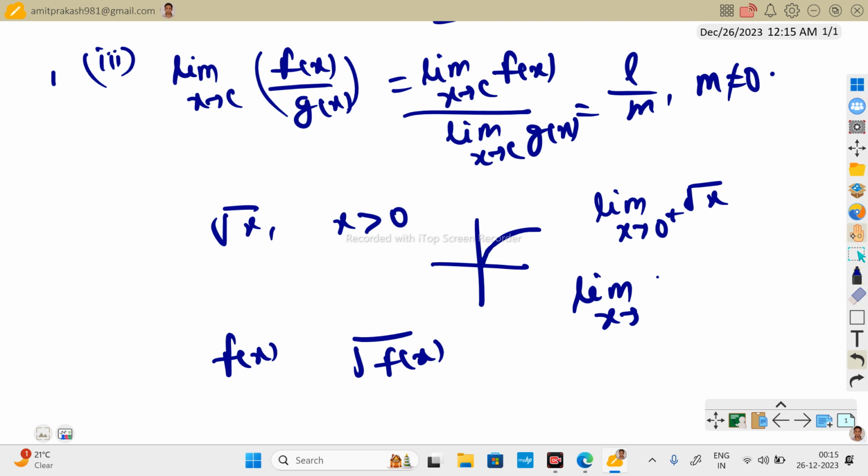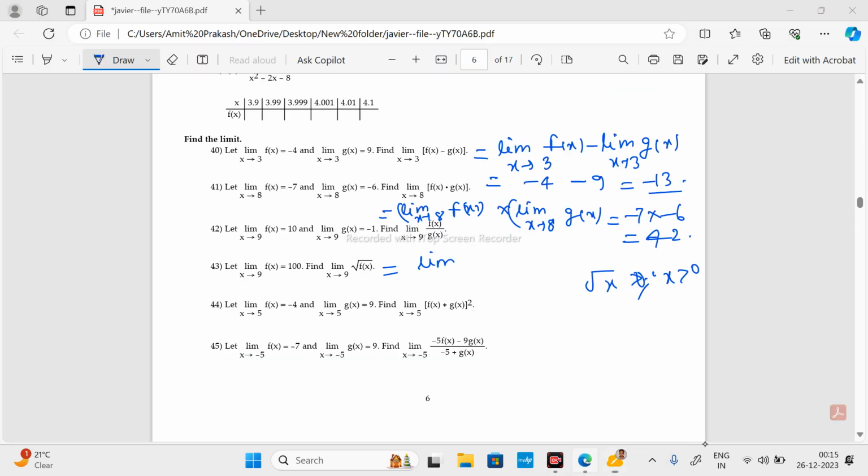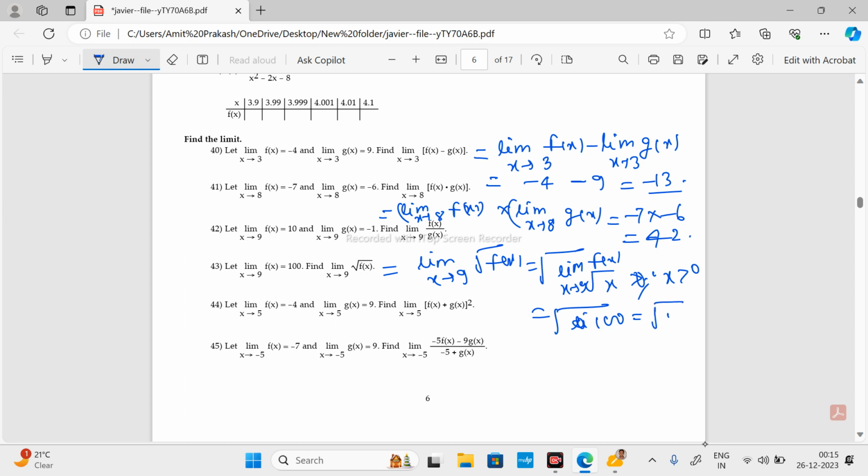And in the given problem, limit x tends to 9 f(x) equals 100, so limit x tends to 9 of the square root of f(x) can be written as the square root of limit x tends to 9 f(x), and this equals the square root of 100, and this equals 10. So the value of this limit is 10.